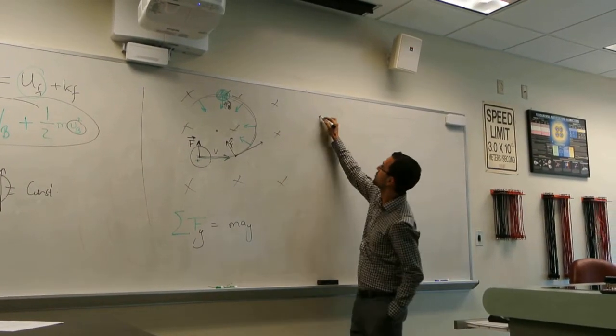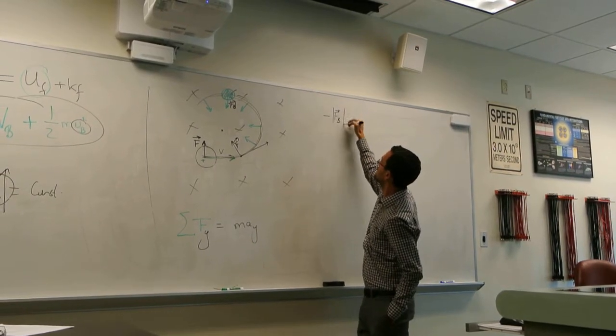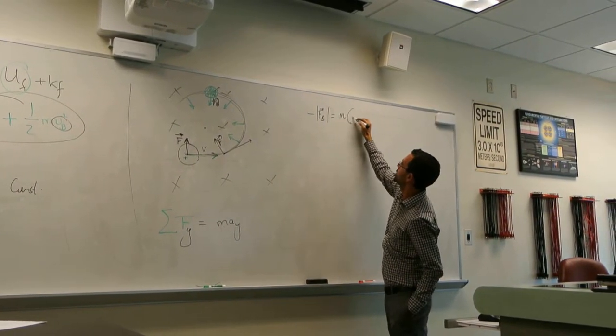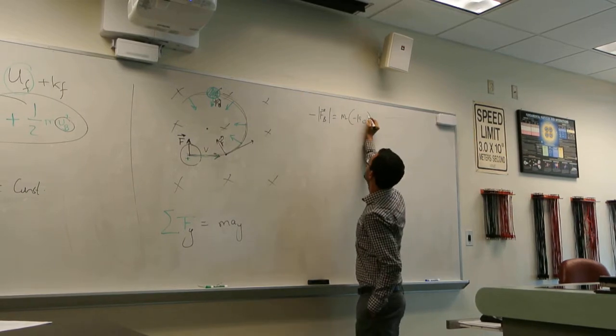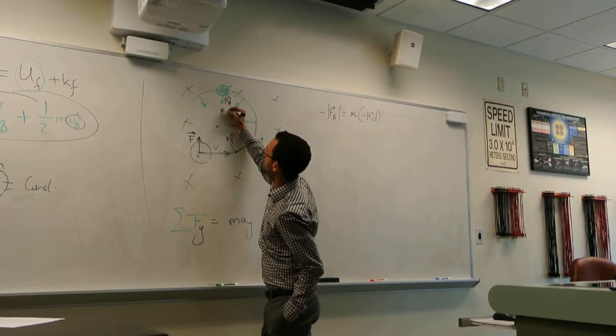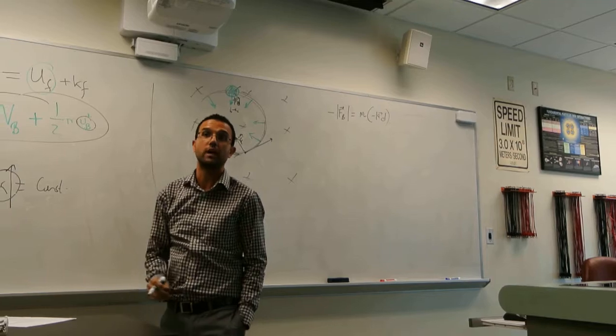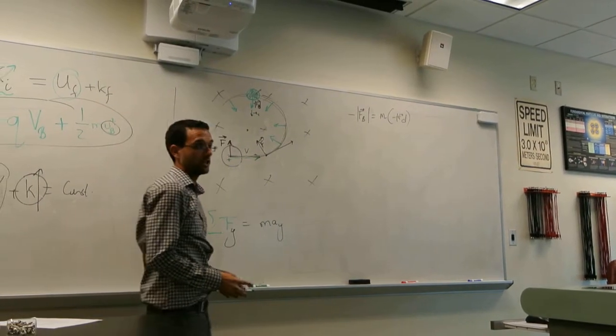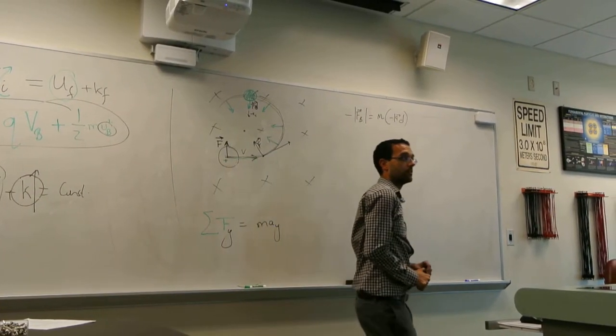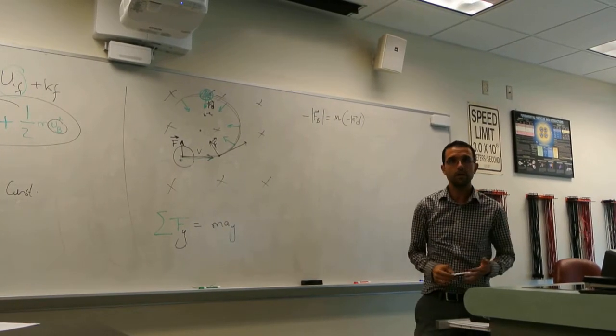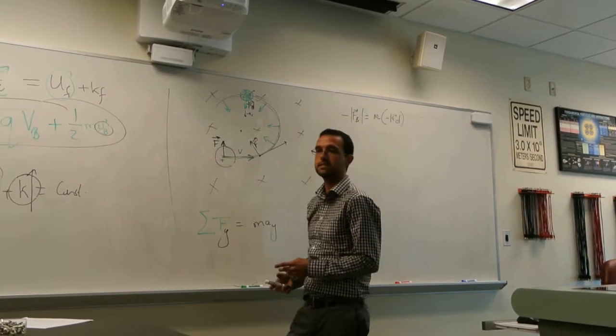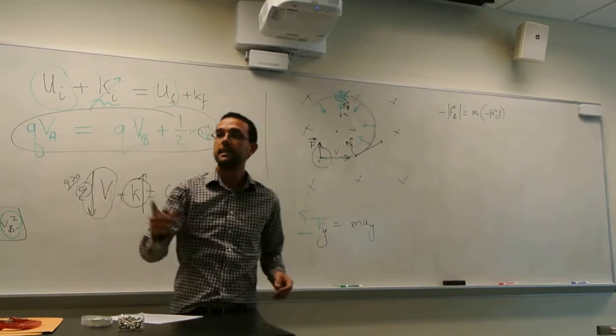So we're going to sum that, so it's going to be negative FB is equal to mass times acceleration, and the acceleration is centripetal acceleration. Is it changing speed or is it changing direction, and why? It's just changing direction. Is it speeding up, slowing down? Why? If I ask you to explain, why is this object not speeding up or slowing down?